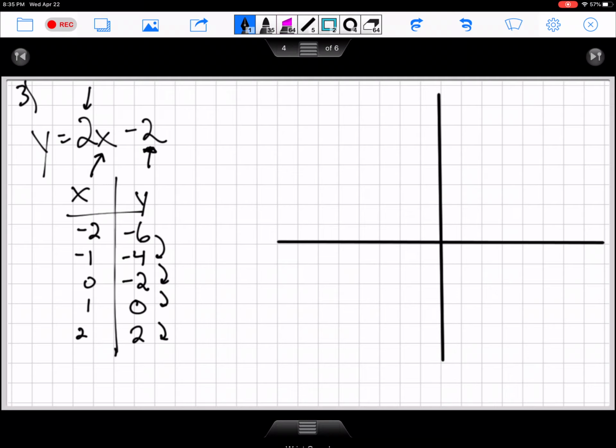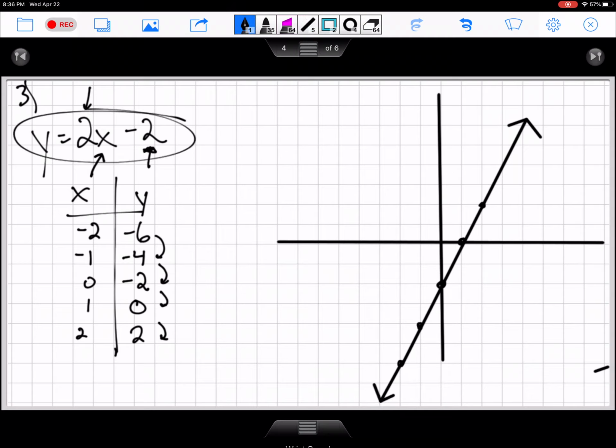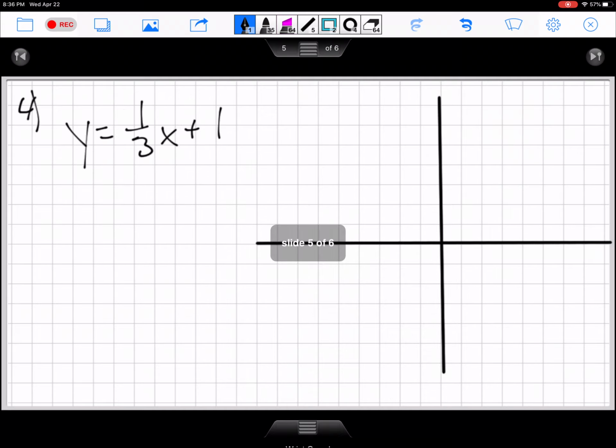I got negative 2, 1, 2, 3, 4, 5. Negative 2, negative 6. Negative 1, 1, 2, 3, 4. 0, negative 2. Notice it's not going through the origin. 1, 0, and 2, 2. And remember, these are just the selected answers to this function I'm choosing to make the line. All points on this line forever all work in the same function. There's infinite answers. Cool.